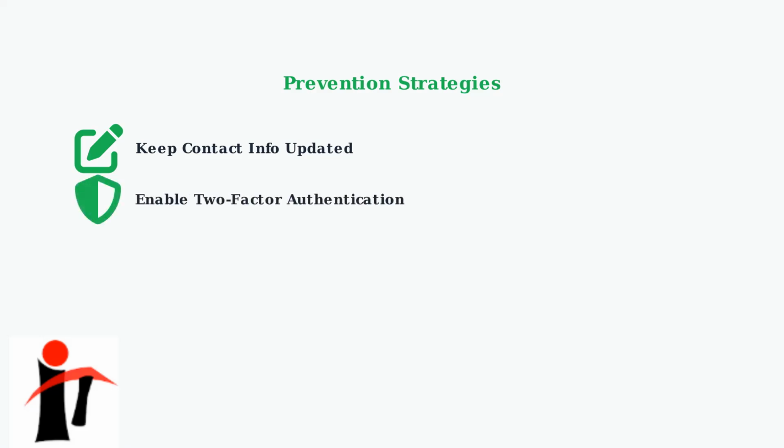Prevention is always better than troubleshooting. Several proactive strategies can help you avoid phone verification errors entirely. First, regularly update your contact information in your Spotify account settings. Ensure your phone number and email address are current and accessible. Enable two-factor authentication for enhanced security. This provides additional verification options beyond just SMS codes.